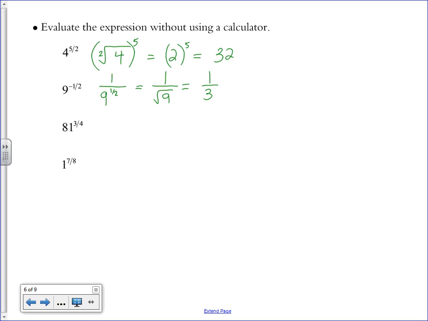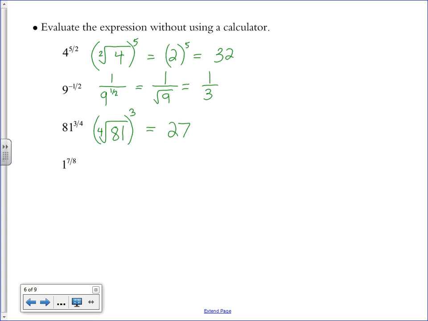81 to the 3/4 power: denominator becomes the root, so 81 goes inside. We have the 3rd power outside. It's easier again to put it outside because we know the 4th root of 81. We'll use the positive 4th root here because there is no plus or minus in front of this. So the positive 4th root of 81 is 3, and then 3 to the 3rd power is 27.